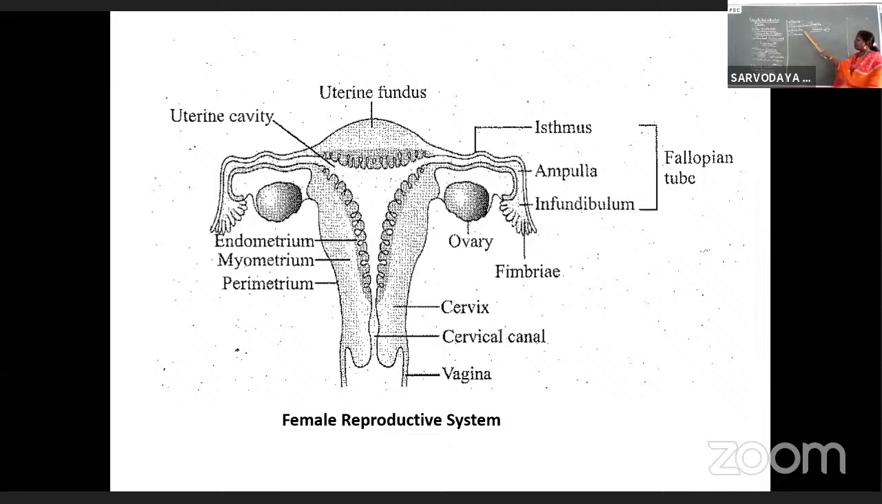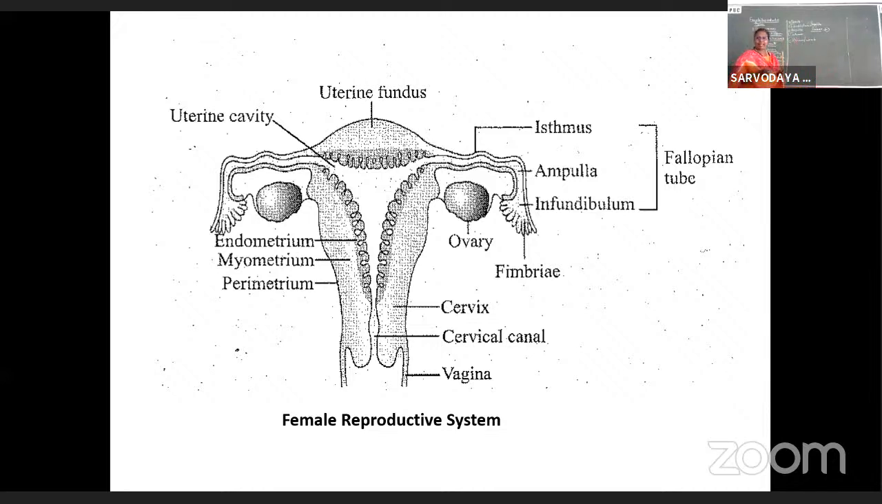Infundibulum, then what is the next part? It's a wider part. What is it called? Ampulla. Third, continuation, isthmus. It's a slightly narrow region, but it is present very close to the uterus. So these are the 3 parts of the oviduct or the fallopian tube. What is the third part of the female reproductive system? It's going to be the uterus or the womb.